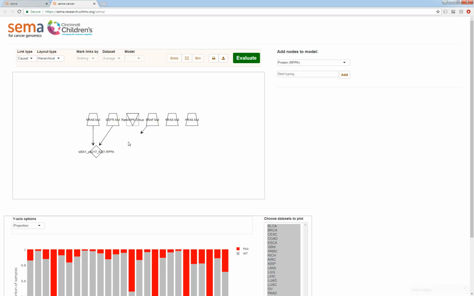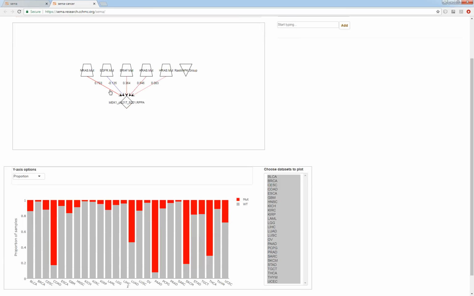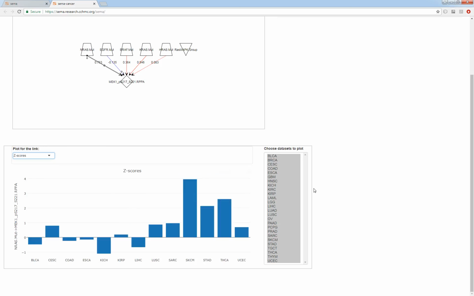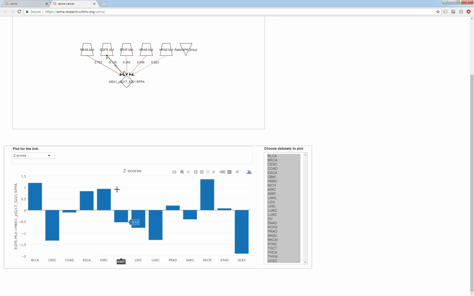Let's do individually first. Click evaluate. Analyze z-scores, and this is across all cancers. NRAS leads to higher MEK phosphorylation in melanomas, in stomach cancers and in thyroid carcinomas. EGFR mutations do not really affect MEK phosphorylations that much.